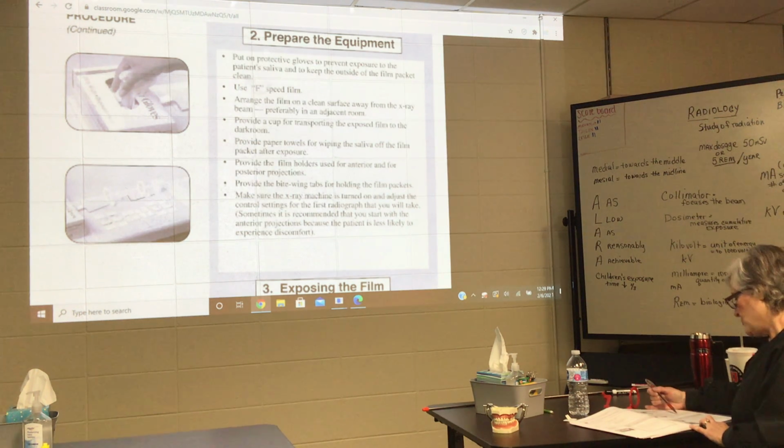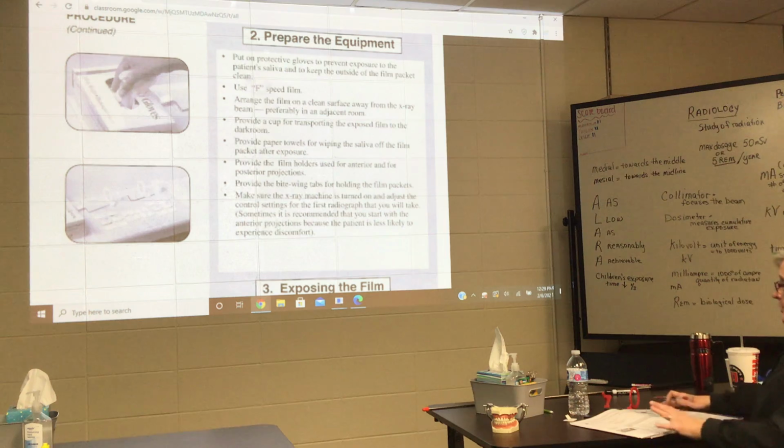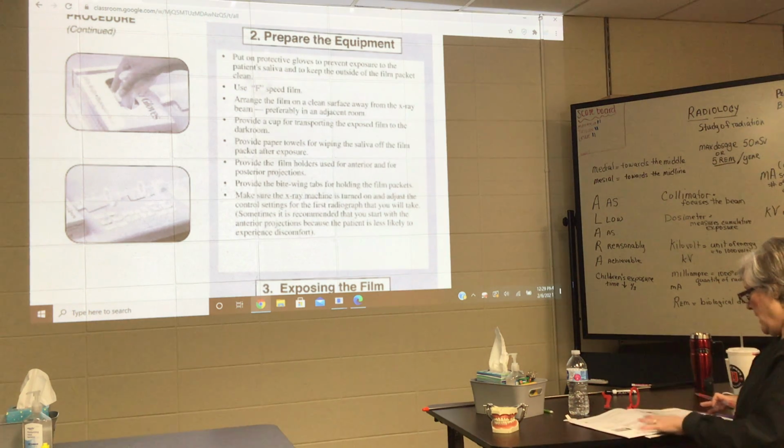Make sure that the x-ray machine is turned on and adjust the control settings for the first radiograph that you will take. Sometimes it is recommended that you start with the anterior projections because the patient is less likely to experience discomfort. I want you to highlight that.